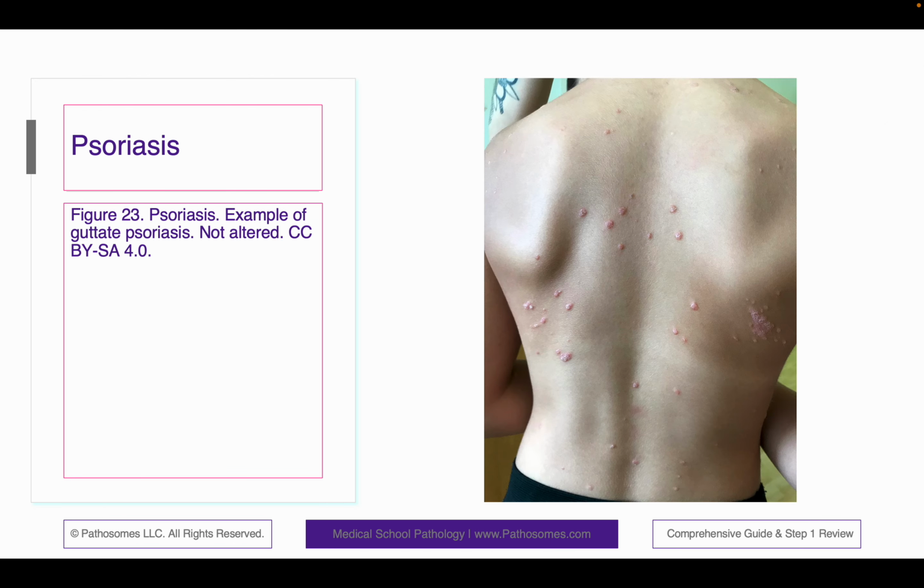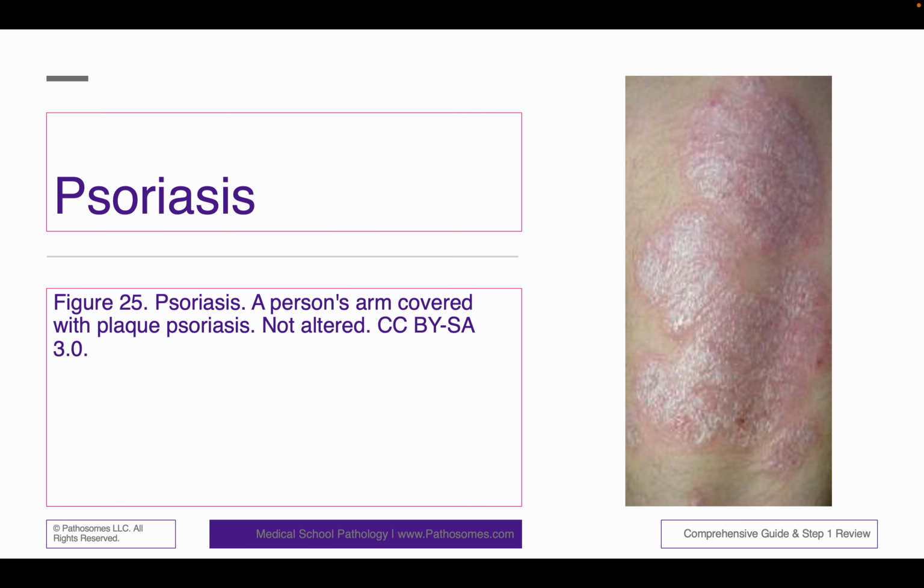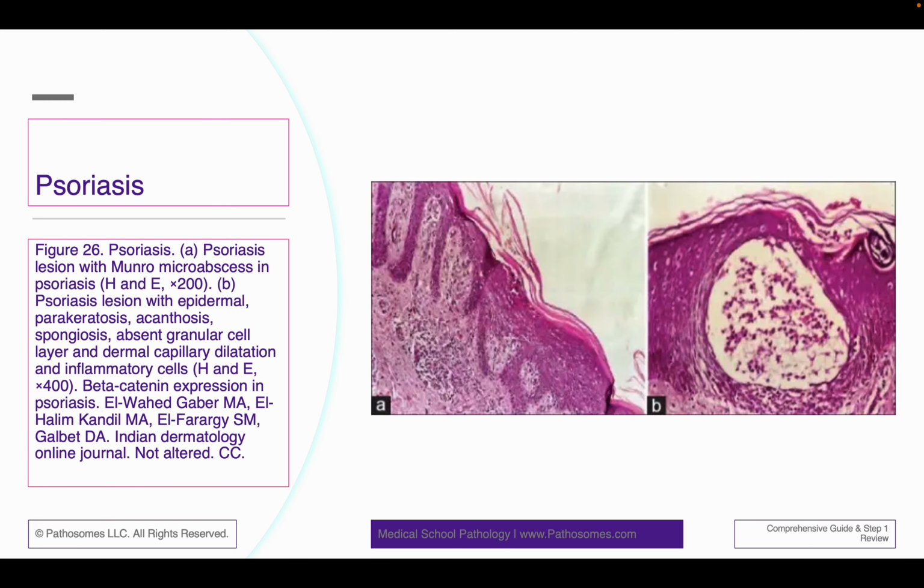And an example of guttate psoriasis on a patient's back. And even on the palms of the hands. And here we have a person's arm covered with plaque psoriasis. And here we have a Munro microabscess, which is present in psoriasis.